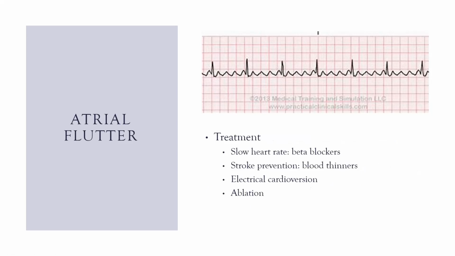How do we treat it? We typically want to slow the heart rate. Again, those beta blockers. Because the atria are tending to contract a little bit faster than the ventricles, again, these patients are at risk for stroke. Not as high as our AFib patients, but they are at higher risk for stroke. So they should be put on blood thinners. Again, if they become unstable, we can do that electrical cardioversion. If not, or they have frequent visits to the emergency room because of their irregular heartbeats, they can do the ablation.